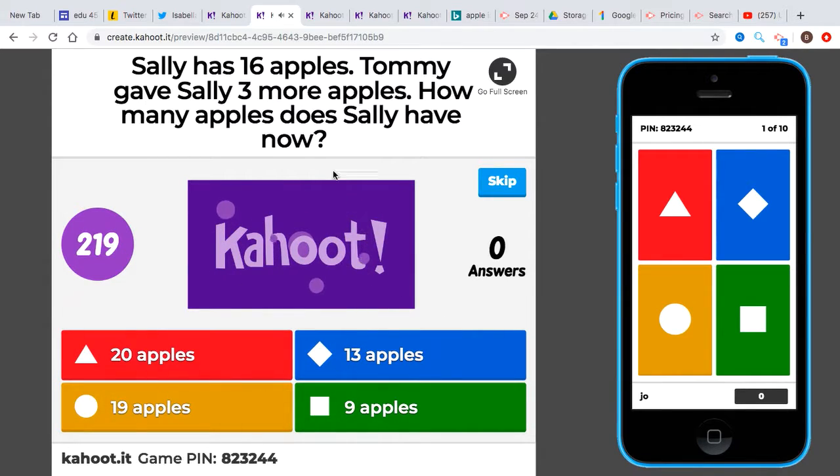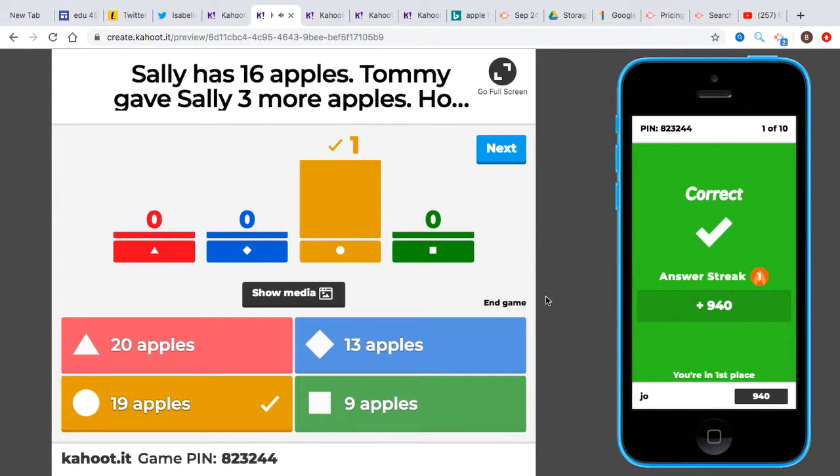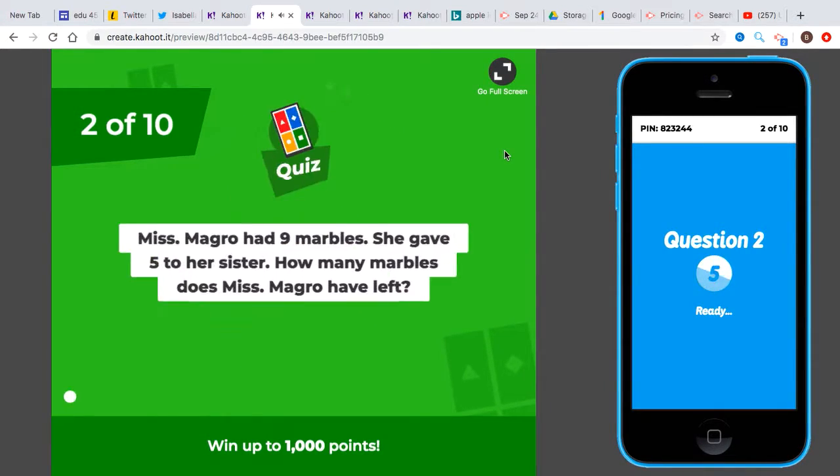So the students would see this on the screen, and they'd come back to their device, and to represent the 19 apples, it would be the yellow button. So I'm going to press yellow, and that is correct. So press next, and next again.